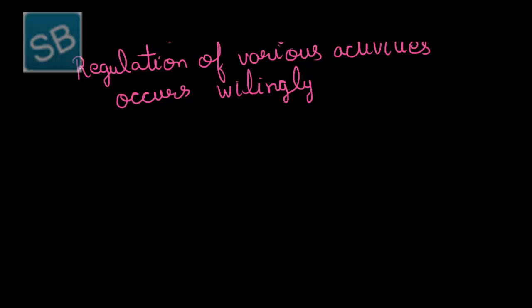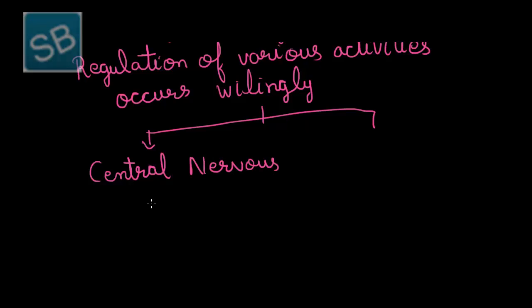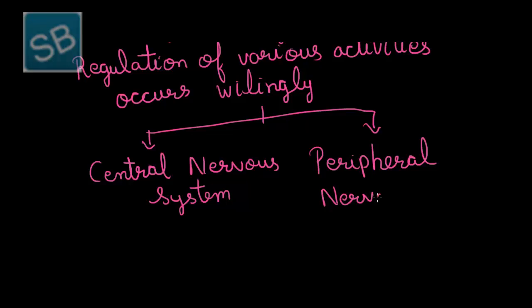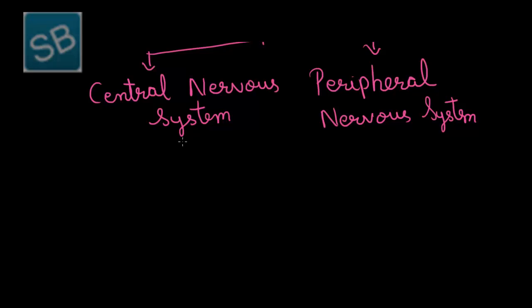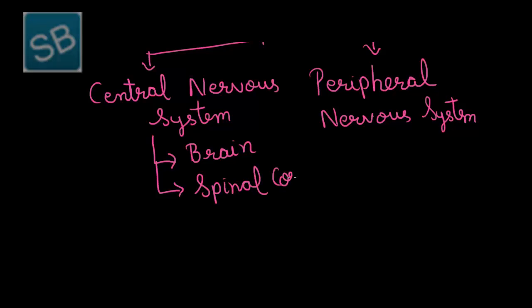Now this voluntary nervous system is further divided into two types. First, central nervous system, and second, peripheral nervous system. Further, central nervous system comprises of brain and spinal cord. And peripheral nervous system consists of the nerves that arise from the central nervous system, that is, cranial nerves and spinal nerves.